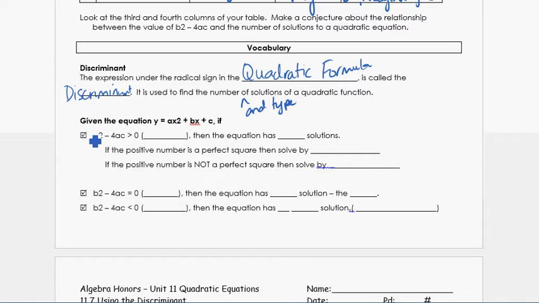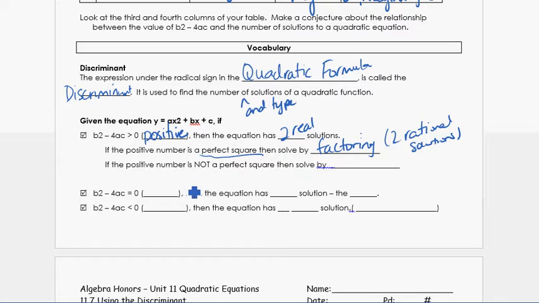So we're going to check b squared minus 4ac. If it is greater than 0, in other words, the value is positive, then it has 2 real solutions. Now, real is a big umbrella that covers both rational and irrational. If the positive number is a perfect square, like 25, then we can solve by factoring, and we're going to get 2 rational solutions.